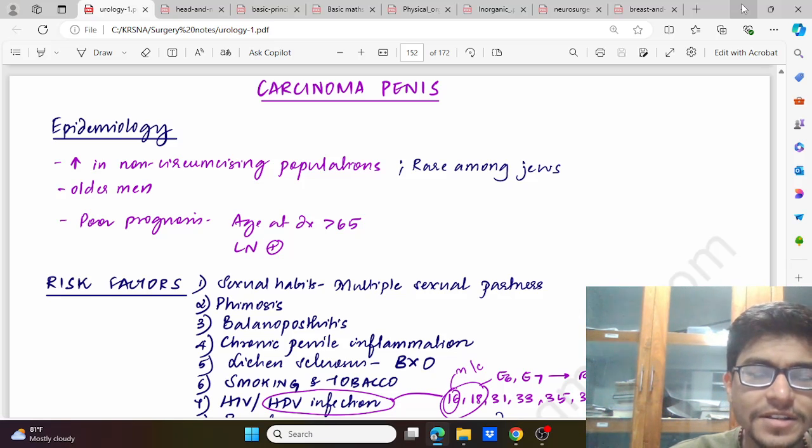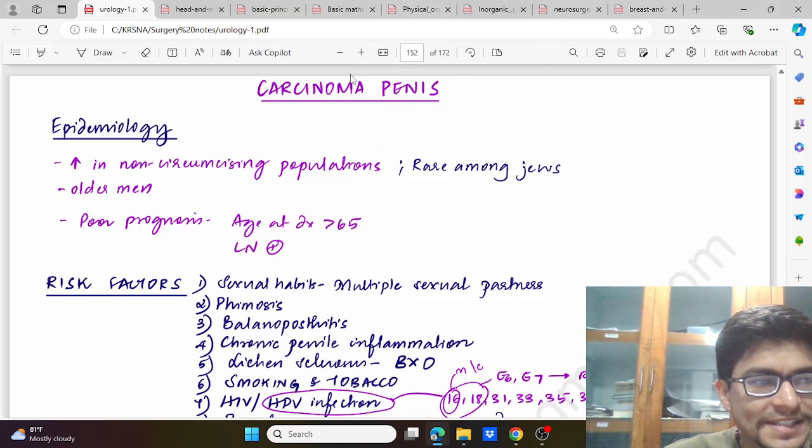And let's get started. So carcinoma penis, we'll see the epidemiology. It is commonly seen among old men, and it has poor prognosis. 65 plus is the common age of diagnosis, and at diagnosis there is lymph node positive commonly, and it is increasing in the non-circumcising population and is rare among Jews.